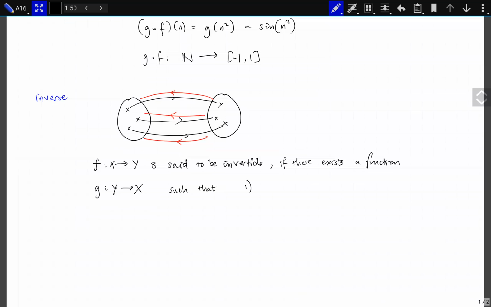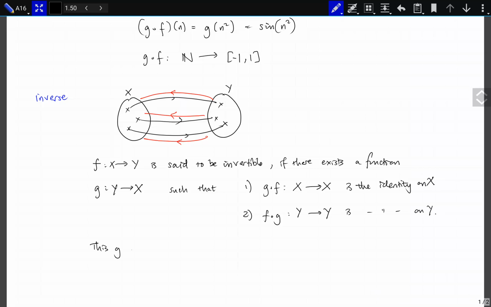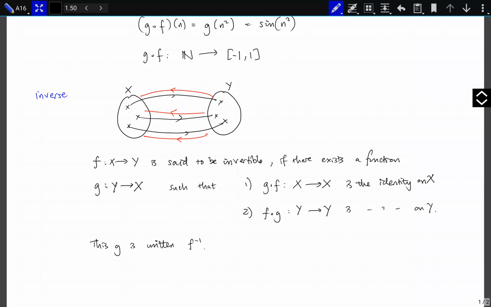So if I do g of f, so let's do f first then g, going from X to X, this is the do-nothing map on X. And secondly, going the other way, f of g, which goes from Y to Y, is the identity on Y. If this g exists, it's written as f inverse, the unique inverse function.